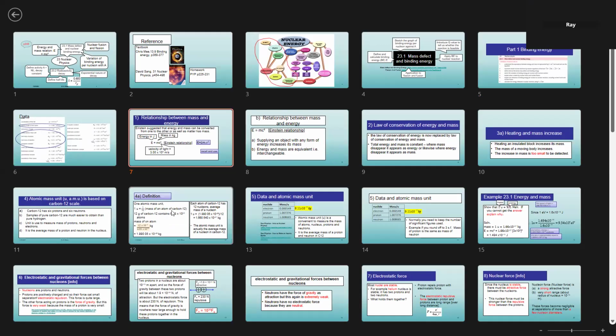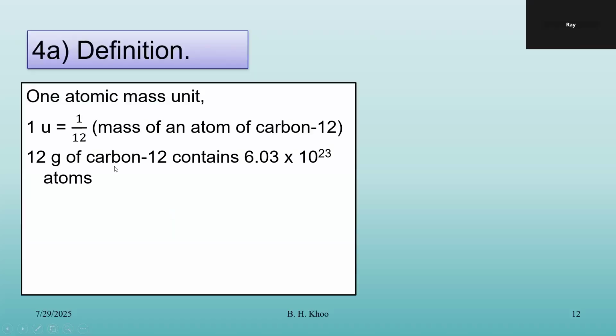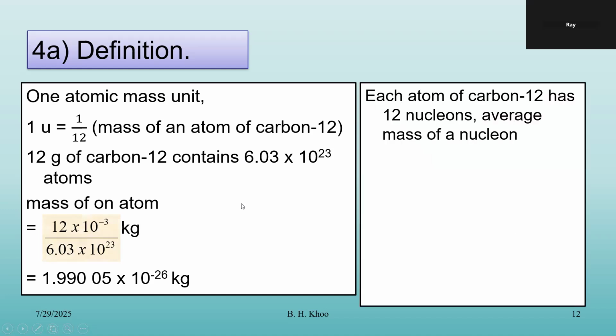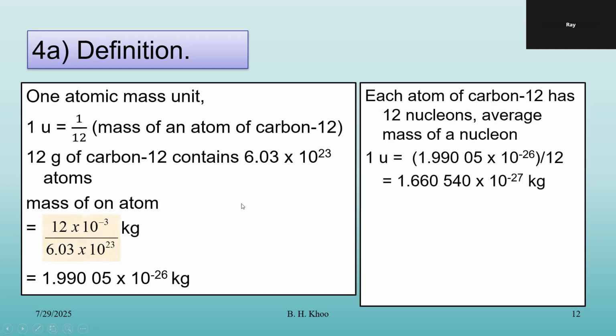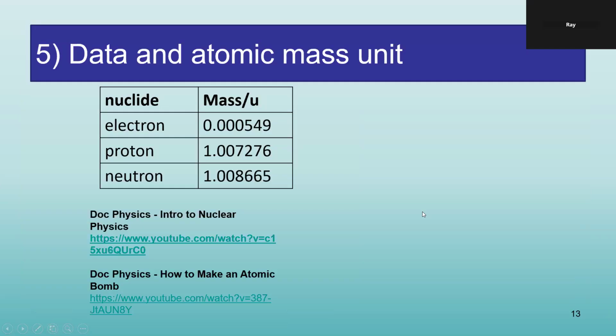Then we define the atomic mass unit as 1/12 the mass of an atom of carbon-12. Okay, and we say the atomic mass unit is actually the average mass of a nucleon in carbon-12. Okay, we stop here. Data and atomic mass unit.